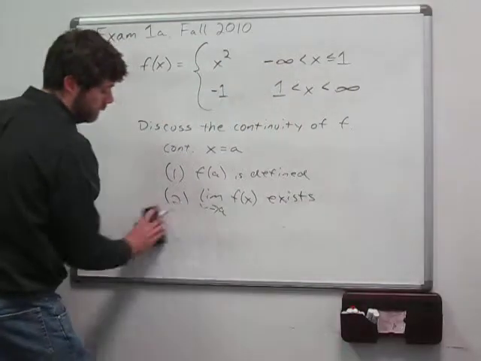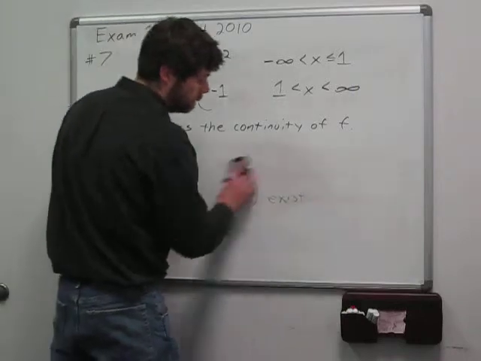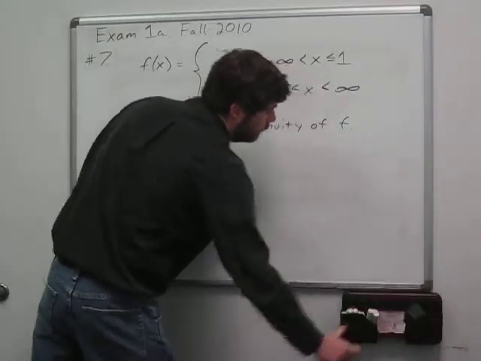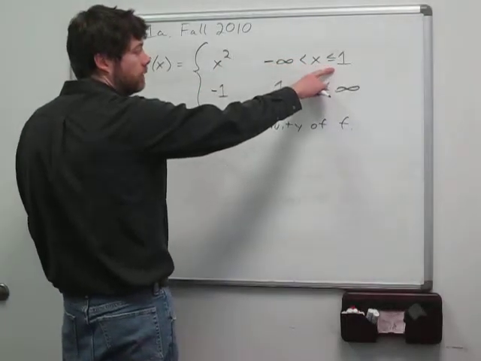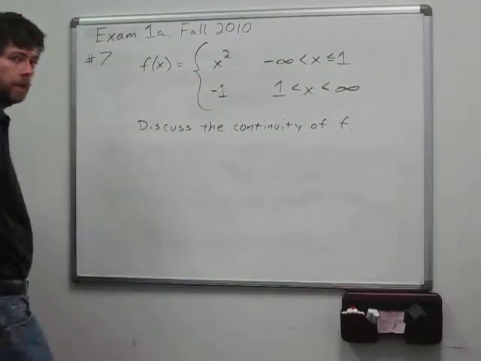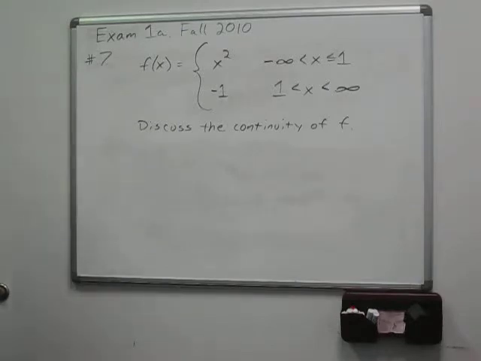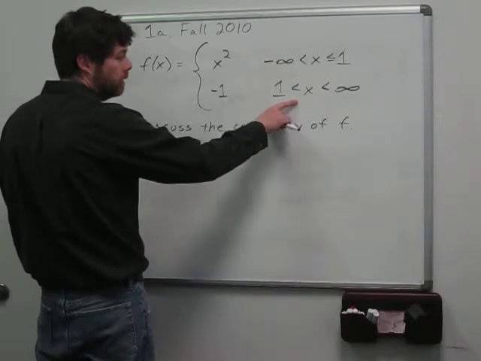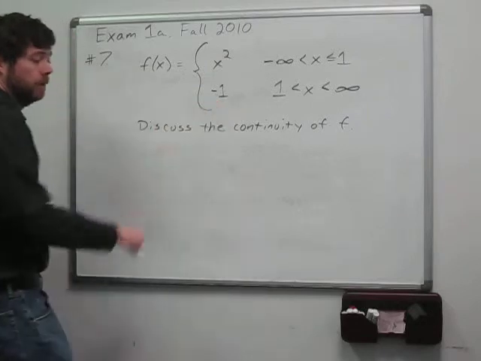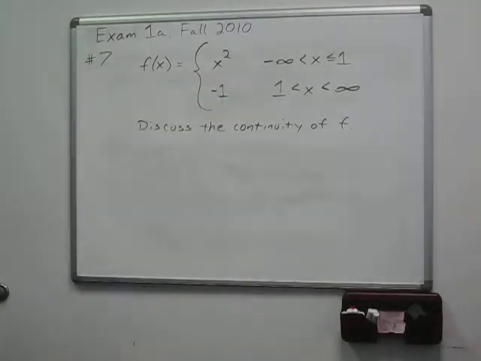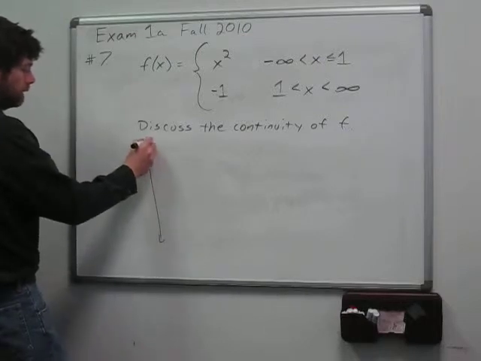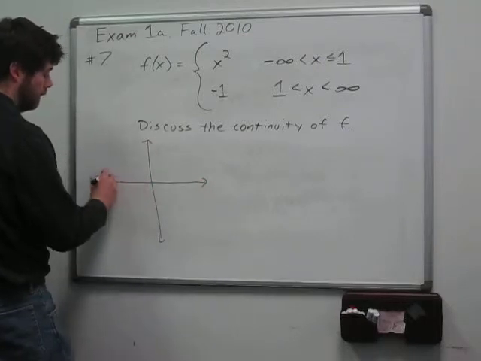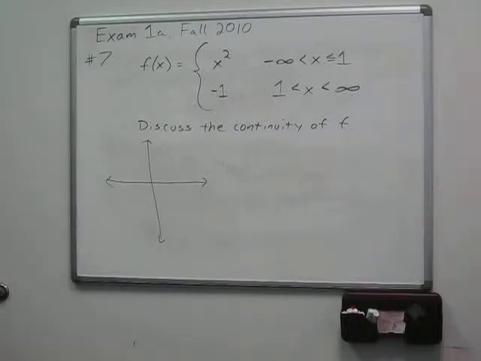So now that we've reviewed that idea, let's go ahead and take a look at this particular function. This is a piecewise function. If x is less than or equal to 1, then we use x squared to find our function value. And if x is larger than 1, then our function value is always -1. So since we're talking about continuity, it's a good idea to have a picture. So let's go ahead and sketch the graph of this function.